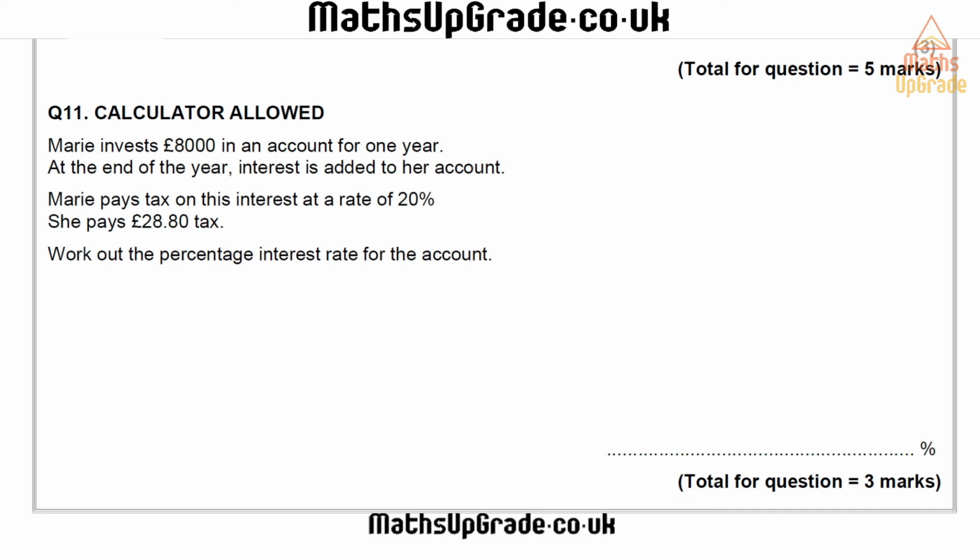Question 11. Marie invests £8,000 in an account for 1 year. At the end of the year, interest is added to her account. Marie pays tax on this interest at a rate of 20%. She pays £28.80 tax. Work out the percentage interest rate for the account. So in this question, I'm going to represent tax as the percentage. Then I'm going to find the interest. Once I've found the interest, I can then find the percentage change. So let's do that now.